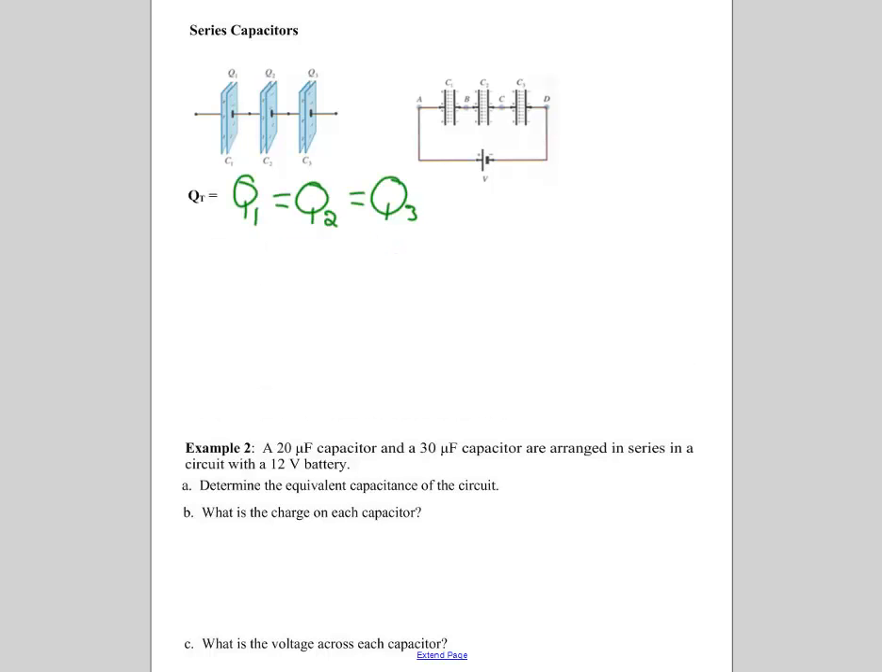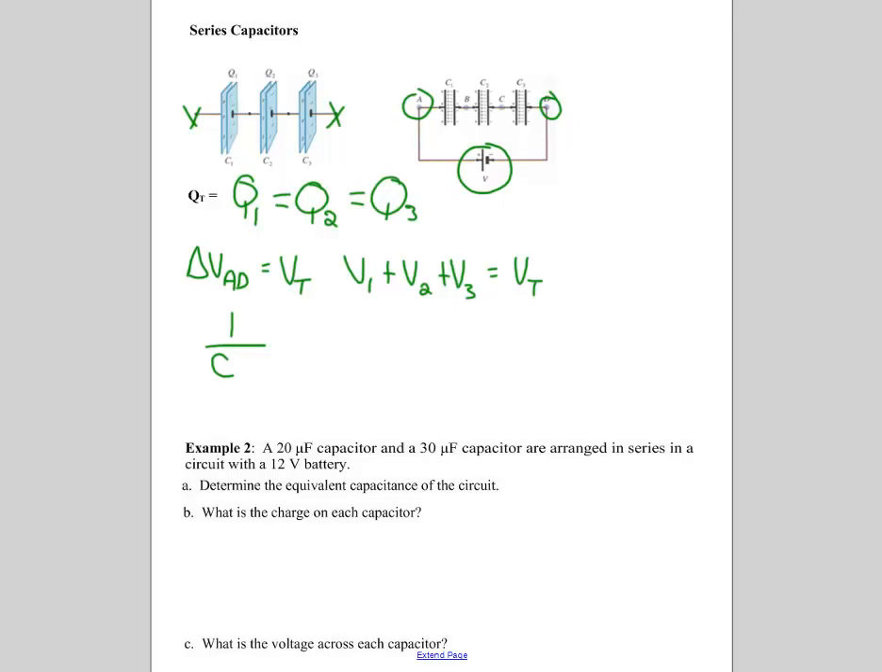Since the potential difference from one side of the capacitor series to the other, here represented as A and D, must be the voltage created by our power supply, the potential difference from point A to point D equals the total voltage in my circuit. Then V1 plus V2 plus V3 must equal the total voltage. So similarly to resistors, 1 over the equivalent capacitance equals 1 over capacitance 1 plus 1 over capacitance 2 plus 1 over capacitance 3. Then when I do that, I have to remember to take the inverse so that I can get the equivalent capacitance.